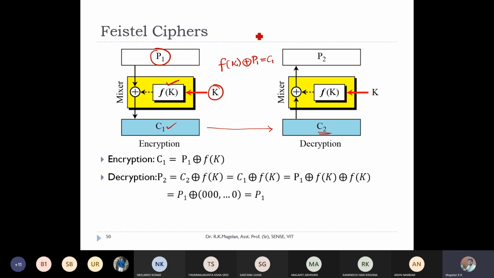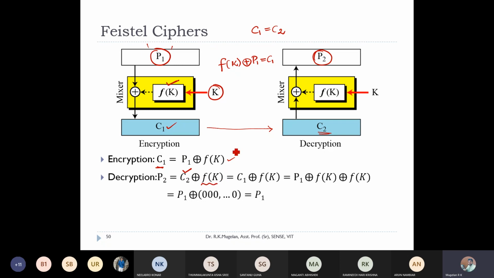Under the condition that C1 is equal to C2, how are we going to recover the plain text P2? Once it is recovered, P2 should be the same as P1. Then only is it properly transmitted, properly encrypted and properly decrypted. If you see here, in the encryption part they are computing C1 as P1 XOR f of k. This is what we just saw here. Then next we have P2, the decryption part, and our main objective is to retrieve the plain text. So the plain text P2 is obtained from XORing the received ciphertext with f of k.